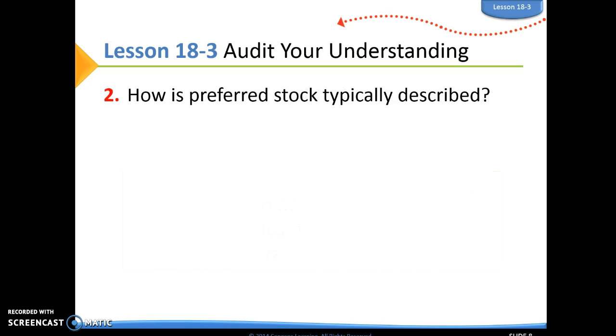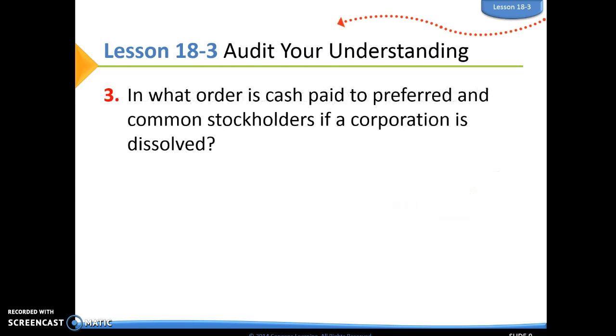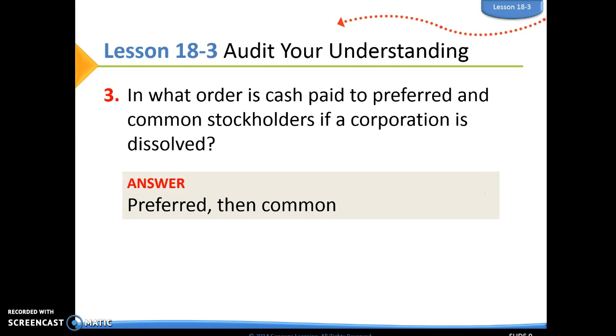Number 2, how is preferred stock typically described? By the dividend rate and par value. Number 3, in what order is cash paid to preferred and common stockholders if a corporation is dissolved? So if that corporation ends, it closes, it dies, who gets paid first? So we're going to pay our preferred stockholders first and then common stockholders.